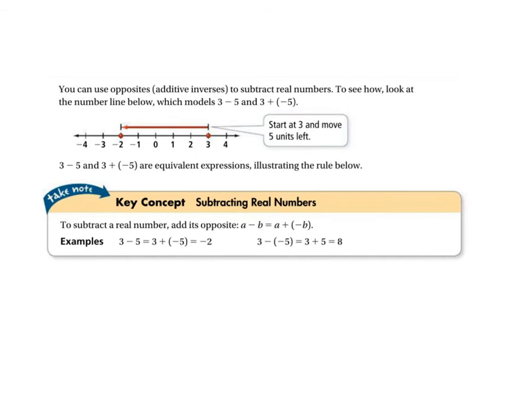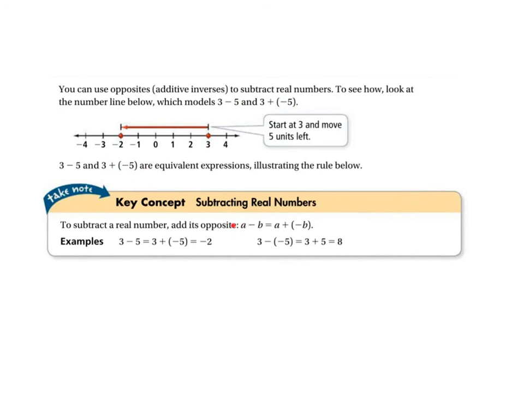We can also use the idea of opposites or additive inverses to subtract real numbers. Take a look at this. Look at this number line below. We have 3 minus 5. What we're doing is starting at 3 and going 5 units in the negative direction, and we get to negative 2. That's the same as if we said 3 plus the opposite of 5. Here it says 3 minus a positive 5. Here it says 3 plus a negative 5. We can change it by doing the opposite of the second number, and that's the same as starting at 3 and moving negative 5. So they're equivalent expressions.